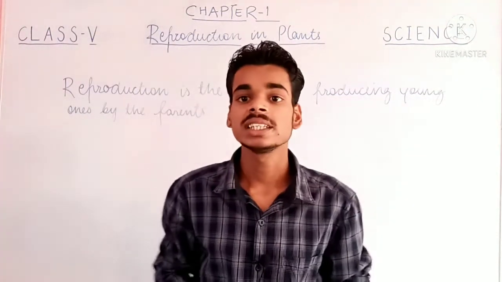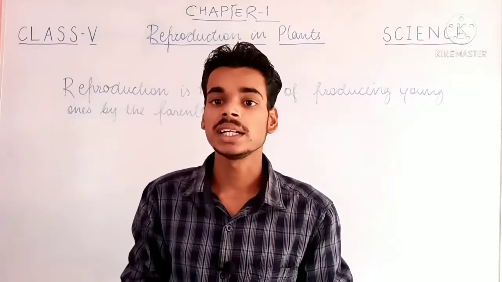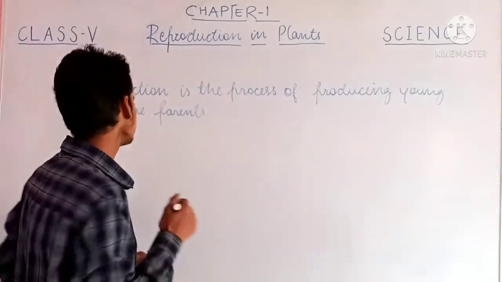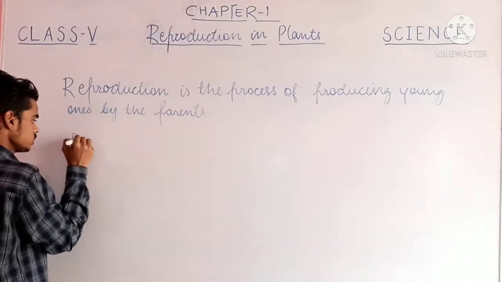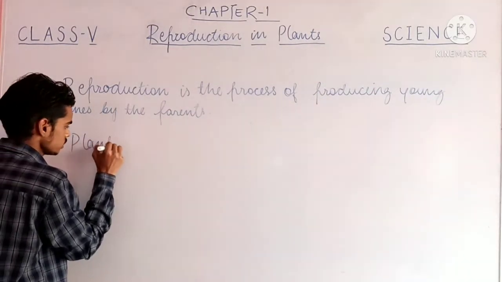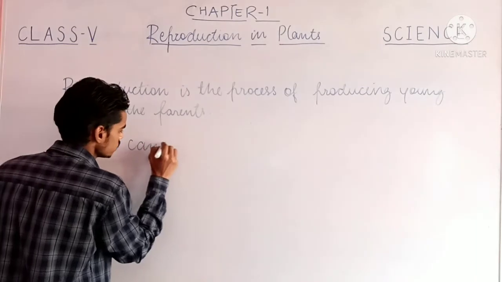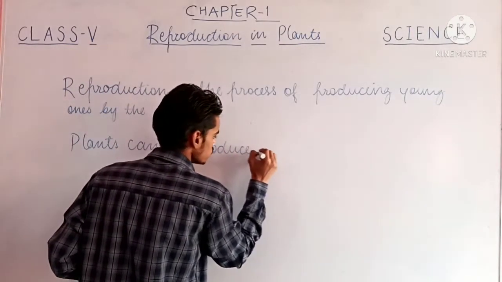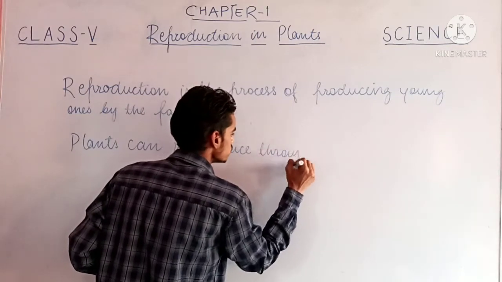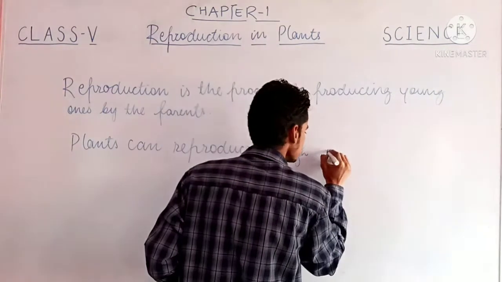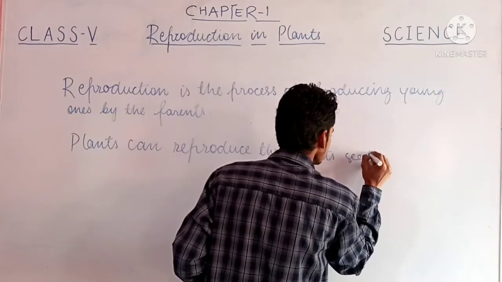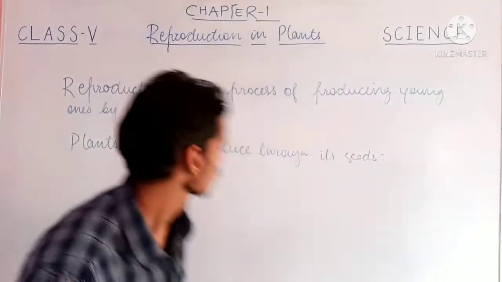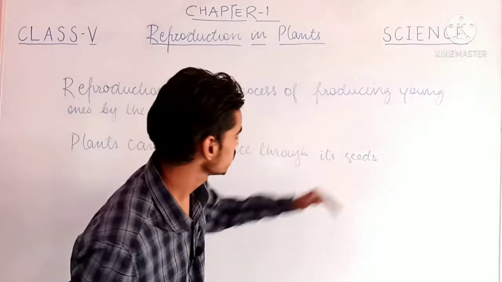In plants, seed is the beginning of a new plant. So plants can reproduce through their seeds. Plants can reproduce through their seeds.